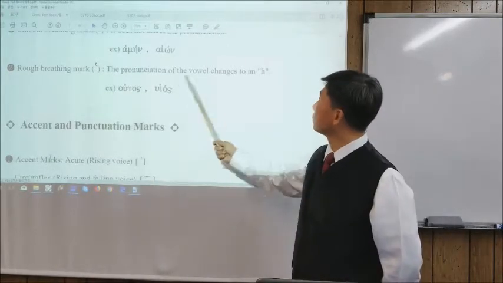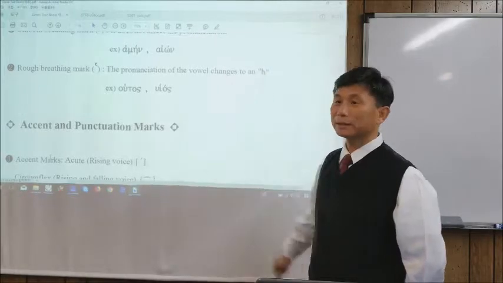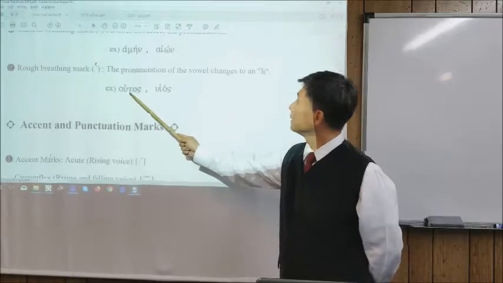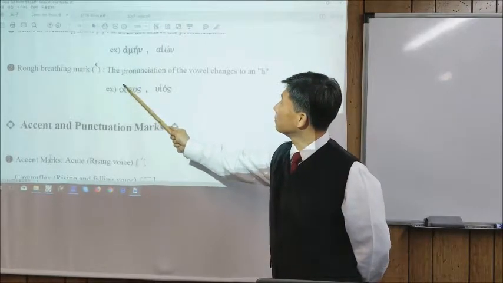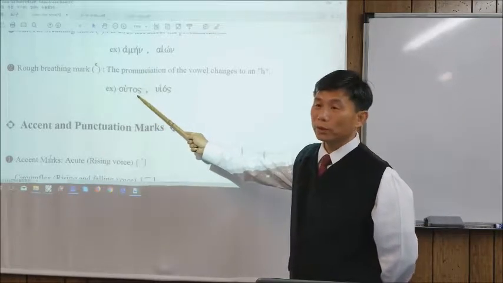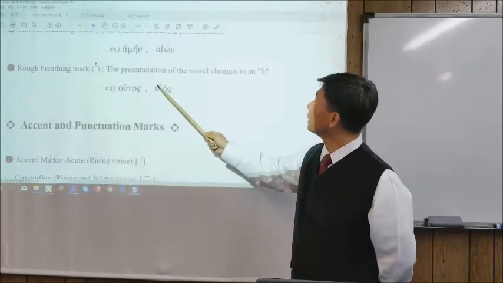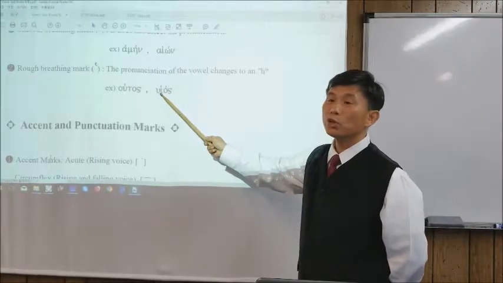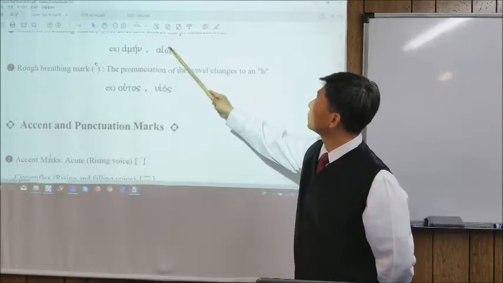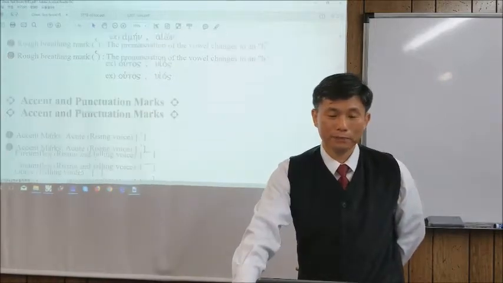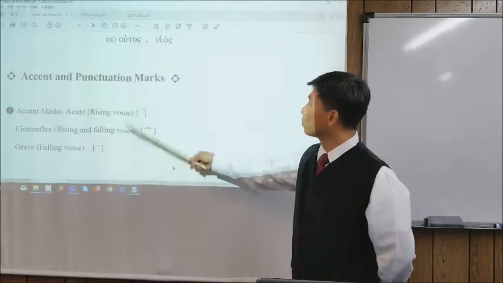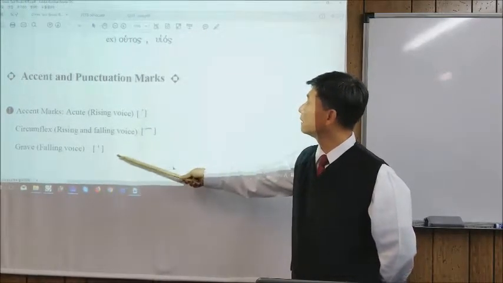And with the rough breathing mark, the pronunciation changes to an H sound, which is the throat sound. And then you see the rough breathing mark above the upsilon in οὗτος, right? οὗτος. And then the next one is υἱος, right? υἱος. And those are the accents we learned. Three different types of accent exist in Greek grammar, right? So acute, circumflex, and grave.